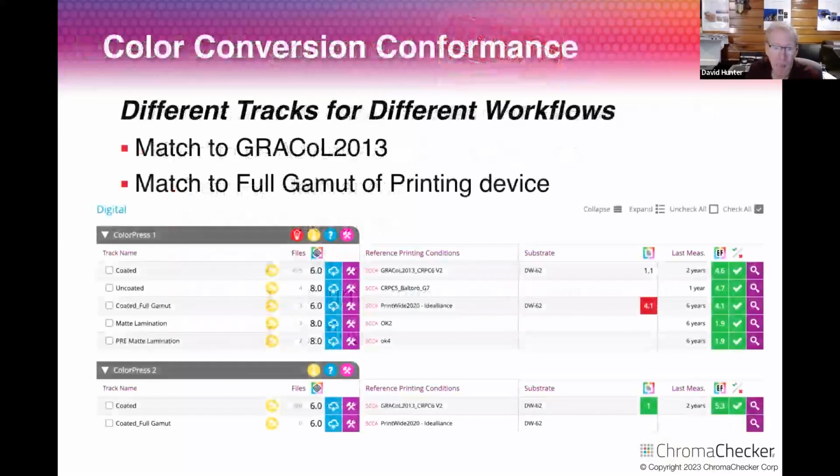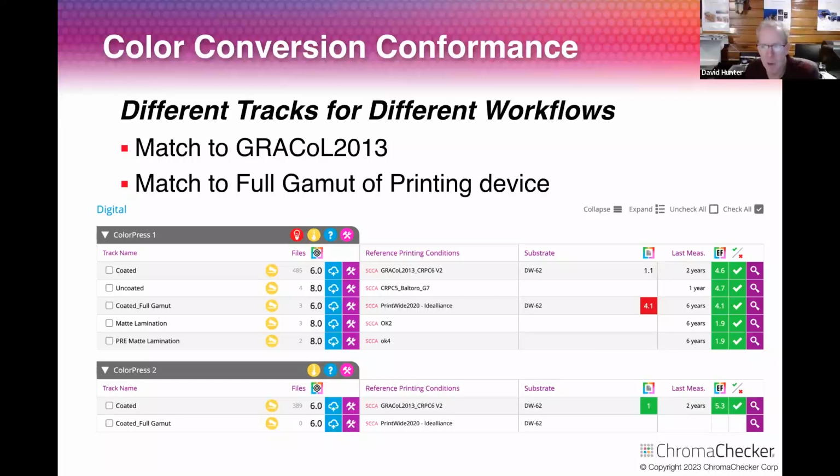So with that, once you have your variables under control, then you can start looking at your print processes. And the last session, we talked about color conversion, and we talked about how you can get one press set up to, let's say, match Grackle, and the same press with a different color conversion set up to maximize the full gamut of the press itself. And if you want to learn more about that, go back to our color conversion session.